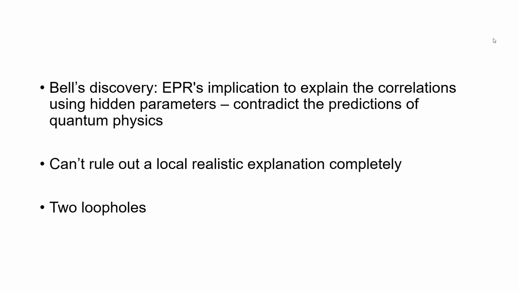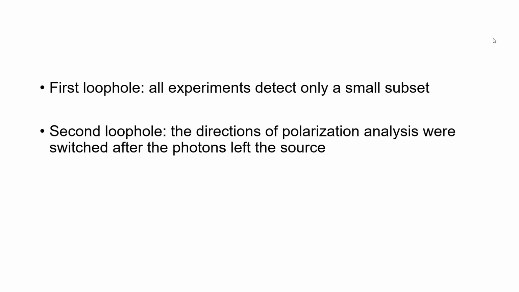to two essential loopholes. The first loophole is that all experiments so far detect only a small subset of all pairs created. So, it would be necessary to assume that the pairs registered are a fair sample of all pairs emitted. The second one is that the directions of polarization analysis were not switched after the photons left the source.